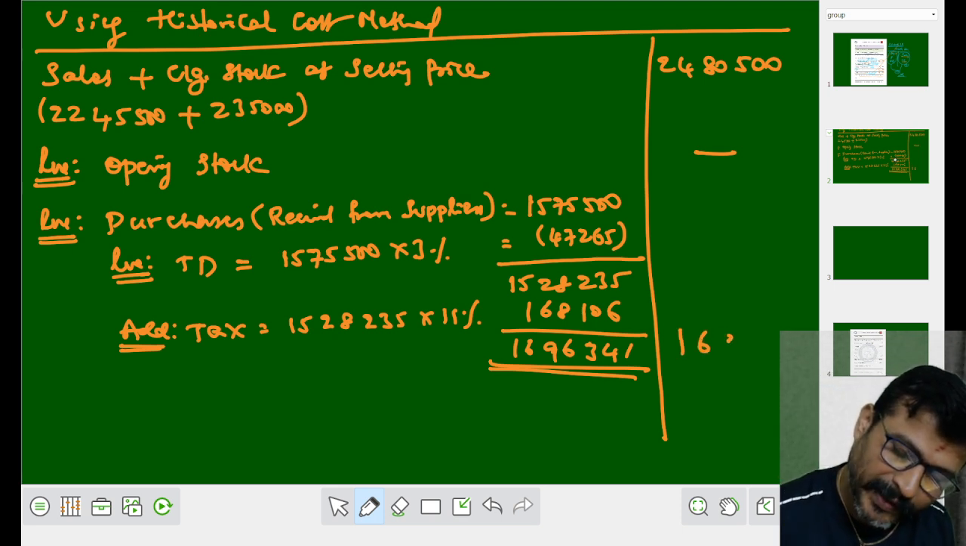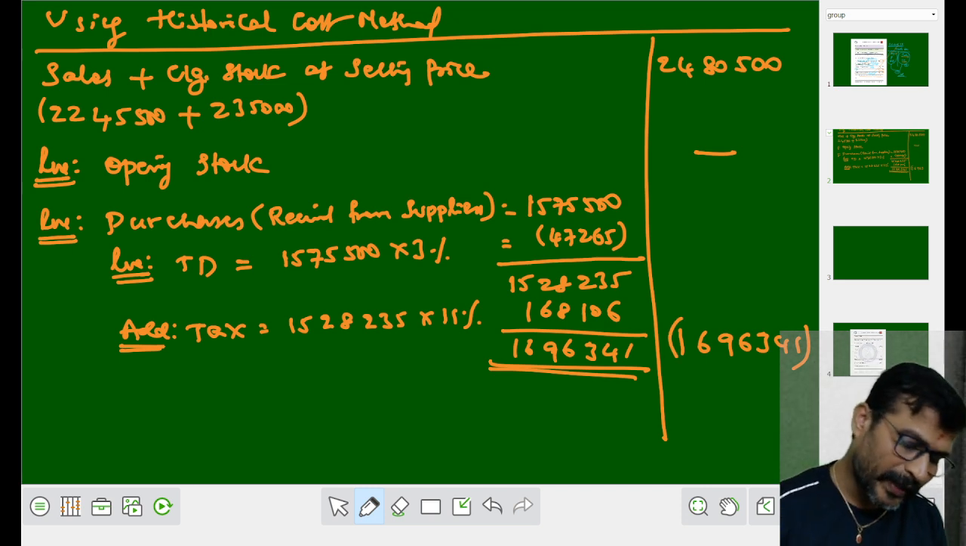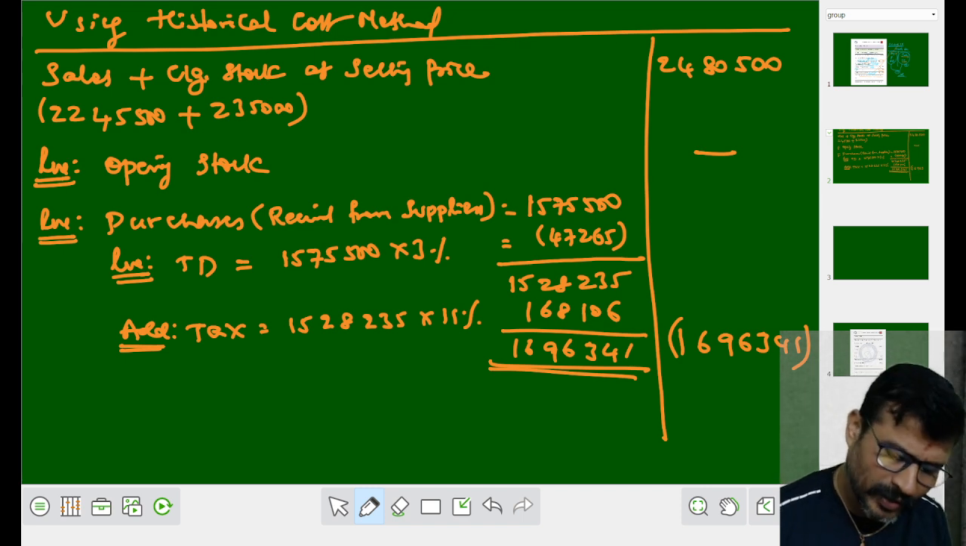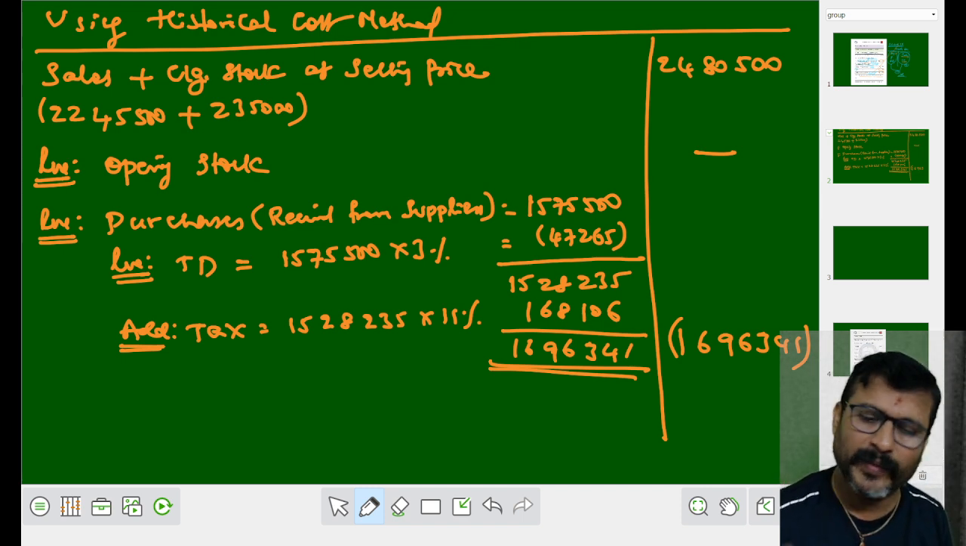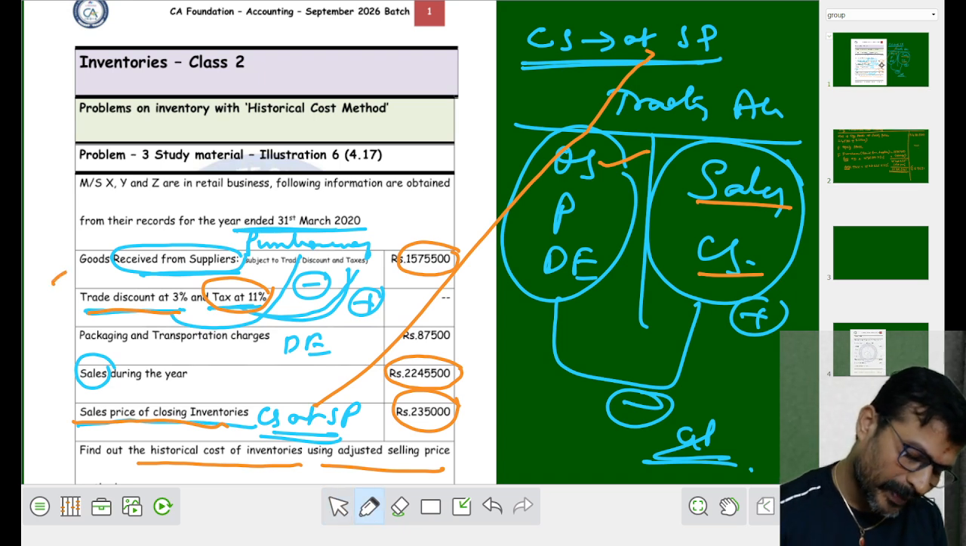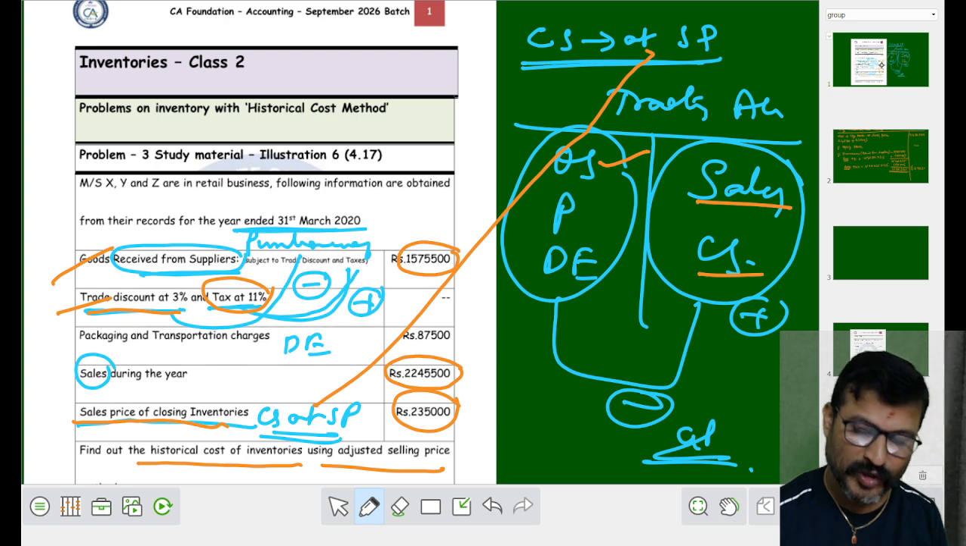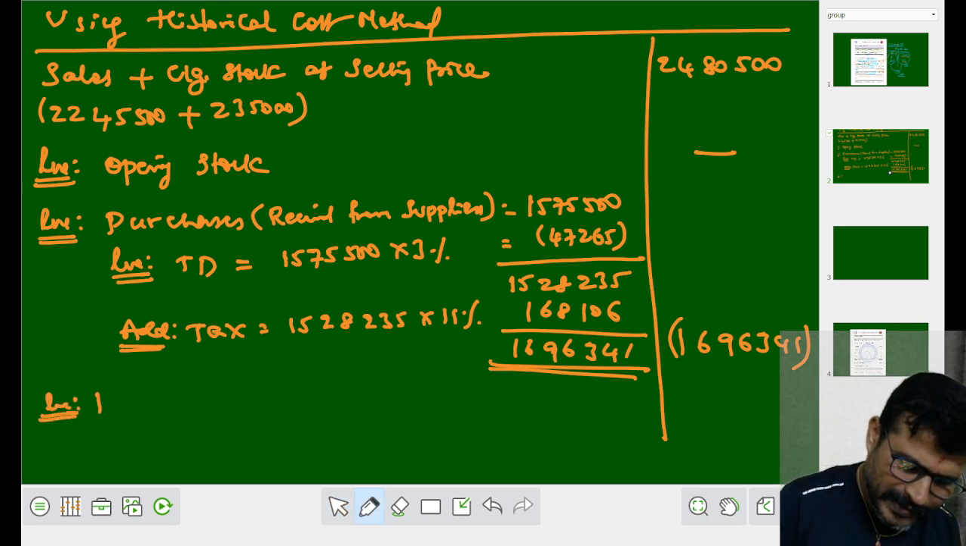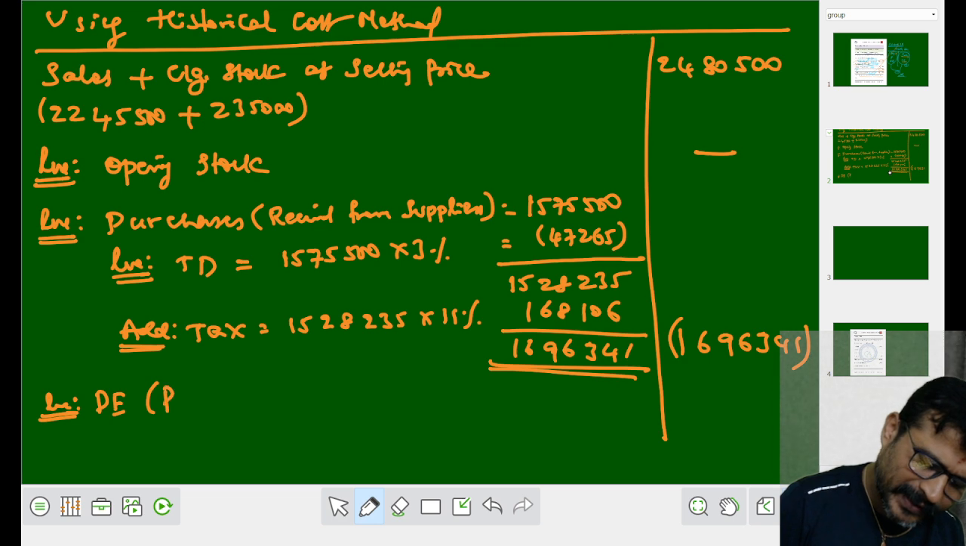We have to subtract 16,96,341. So there is no opening stock, there are purchases. For purchases, what do we have to do? We have to subtract the trade discount and add the tax. That is your net purchases. So now, purchases net of trade discount. Packing and transport expenses, what are they called? Direct expenses. What to do with the direct expenses? We have to subtract less direct expenses, that is packing and transport.